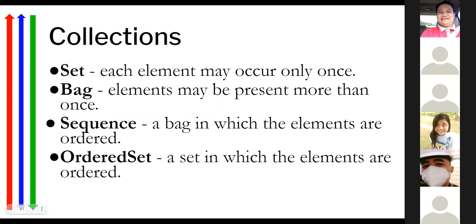Ayan. So, ito yung binabagit ko kanina, yung about collections. Okay. So, let's differentiate each type of collection. So, for example, yung set, each element may occur only once. Ito yung pag nagko-compare tayo ng series, arrays. And then, bags naman, elements may be present more than once. On the other hand, yung sequence naman is a bag, pero in which the elements are ordered. While ordered sets is a set in which the elements are ordered. So, yun naman yung collections. Next.